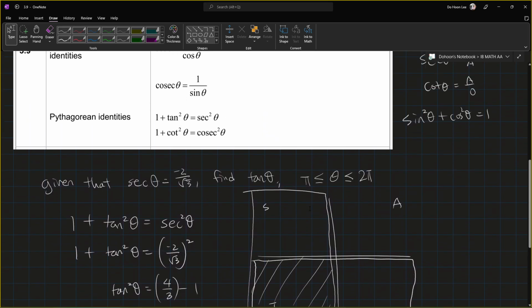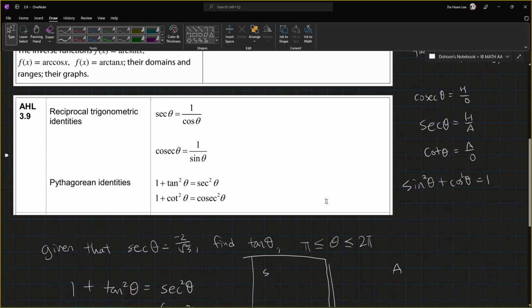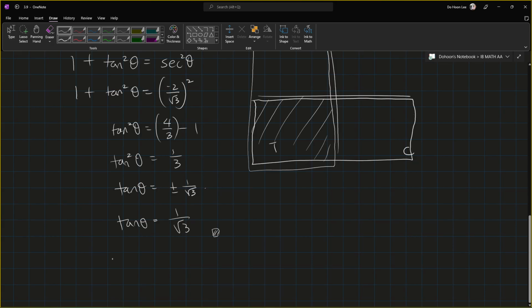The last part of the section is on the inverse functions. We know that the inverse trig functions are there to undo the trig functions. For example, if I have sine x equals y, then I can take the arc sine of both sides, so x becomes arc sine of y. And we can do the same thing for cosine and then tangent.